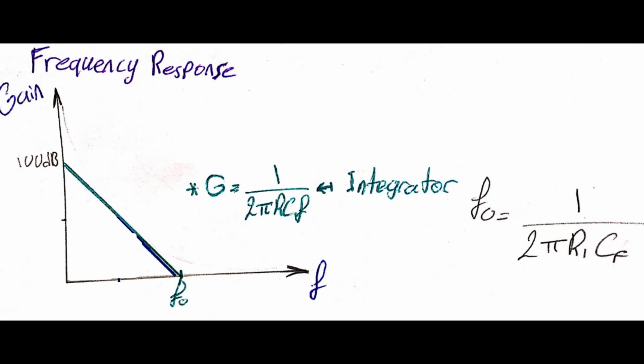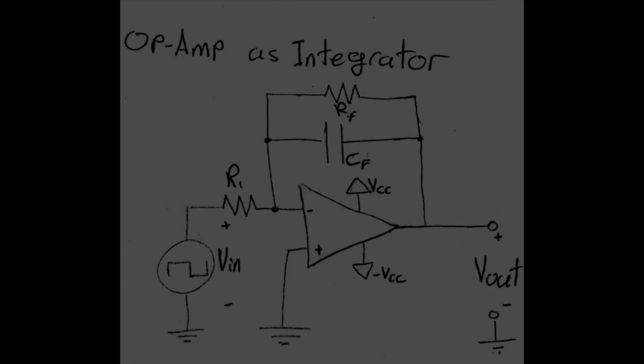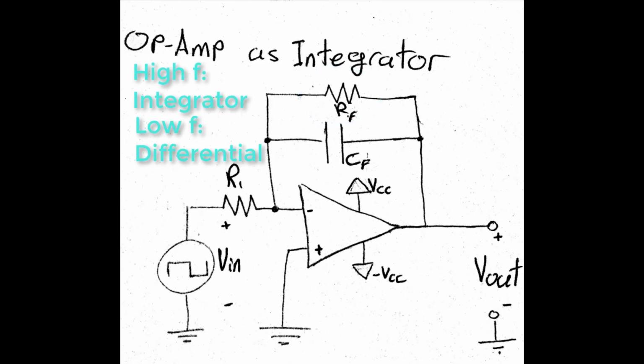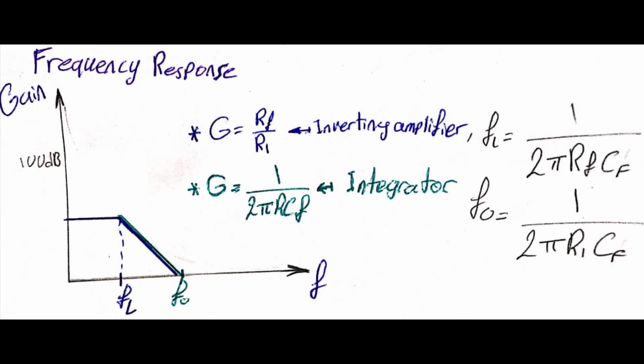In order to avoid going to saturation mode at low frequencies, it's possible to add a parallel feedback resistor to the feedback capacitor. In this way, the amplifier will work as an integrator at high frequencies and a differential amplifier at low frequencies. After this modification, the frequency response graph will be like this.